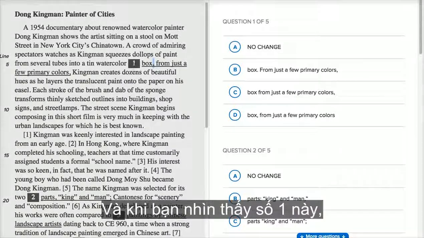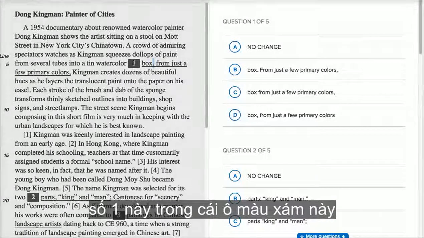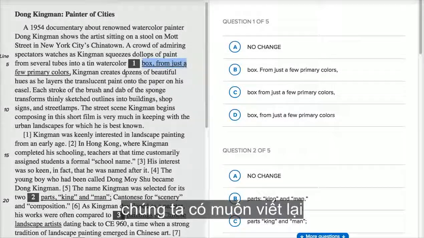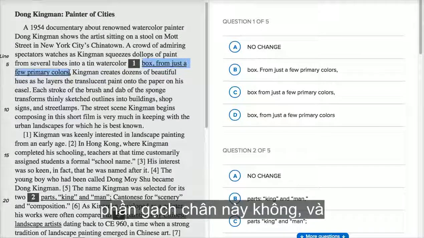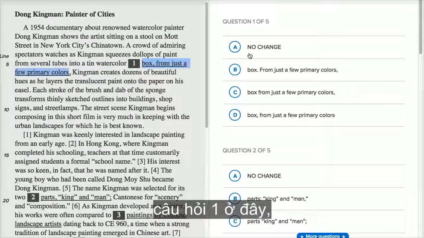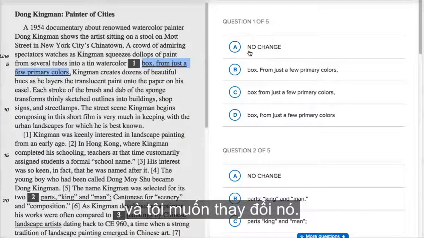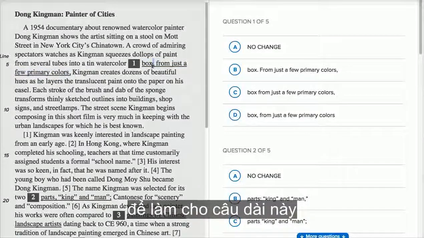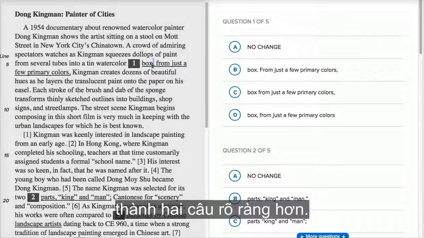And so when you see this one with this gray box around it, that means we're in question one. And question one says, do we want to rewrite this underlined part? And if we do, how would we do it? So we go to question one right over here. And I want to change it. I want to put a period there to make this one big sentence into two cleaner sentences.